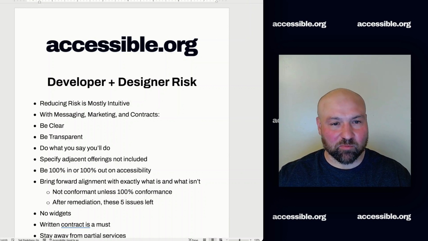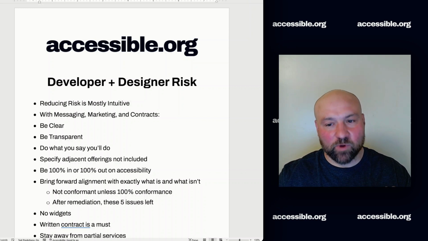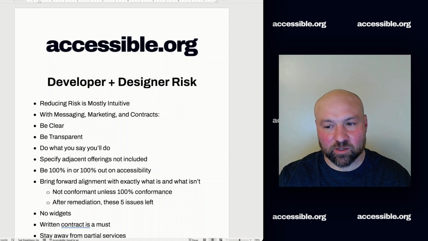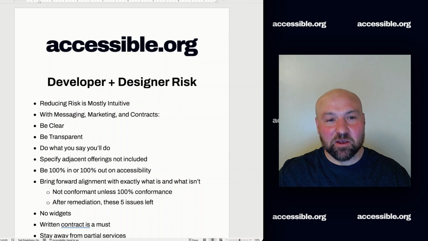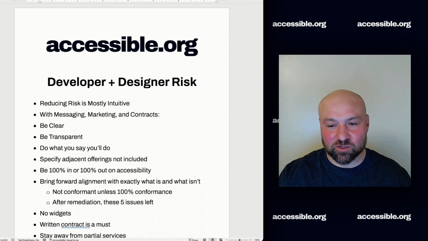The first bullet point is reducing risk is mostly intuitive. And it is. So, with your messaging, with your marketing, and with your contracts, you want to be clear and transparent. And you want to follow through on what you say you'll do. So, if you say you're going to do something, make sure you actually do it.